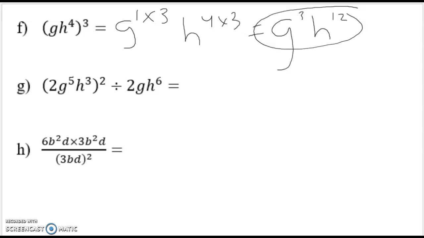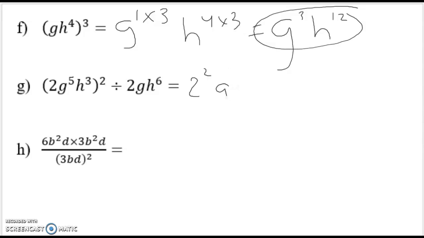Okay, now we're on another super tricky one. Okay, so this one actually has a number in front. Okay, there's a 2. So remember, this exponent outside of the brackets means everything gets an exponent 2. So the H gets exponent 2, G gets exponent 2, and 2 gets exponent 2. So let's rewrite this. It's going to be 2 to the exponent 2, right? Because without anything there, it's assumed that it's a 1, okay?